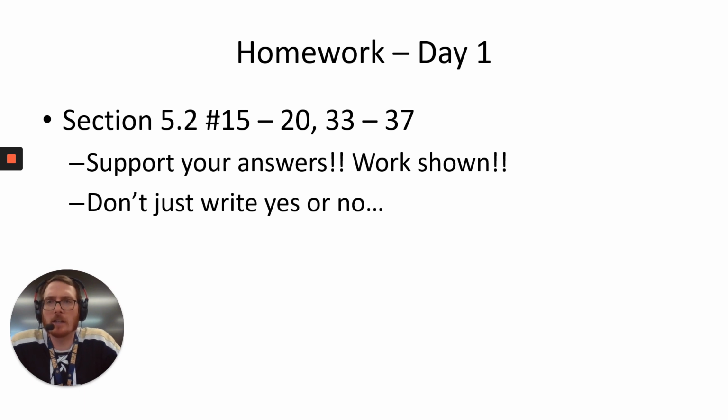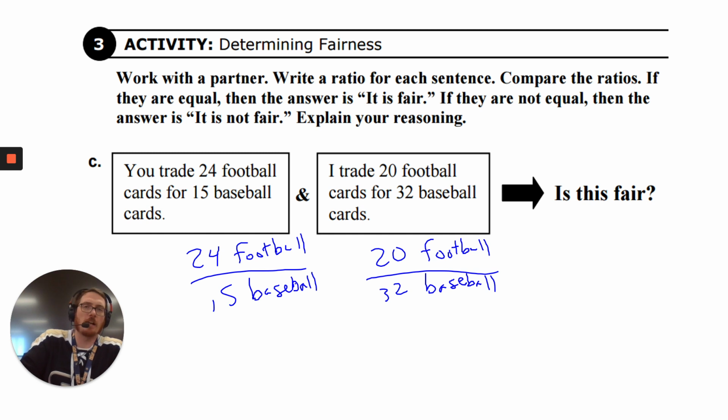Okay, your homework is section 5.2, numbers 15 through 20 and 33 through 37. You need to make sure you support your answers, not just yes or no. So, for example, saying this is fair or not, don't just write no, it's not fair. You need to make sure you explain why the answer is fair or why you think it's not fair. Obviously, there's maybe more than one answer to the fairness piece. The book strictly goes through the fact that if the proportions aren't equal, then it seems unfair. But you can also explain that in a couple different ways as you're looking at these scenarios.